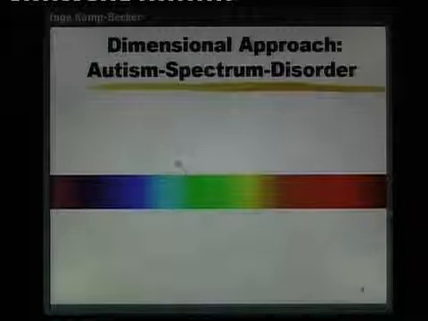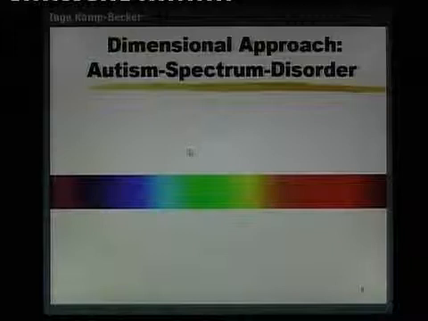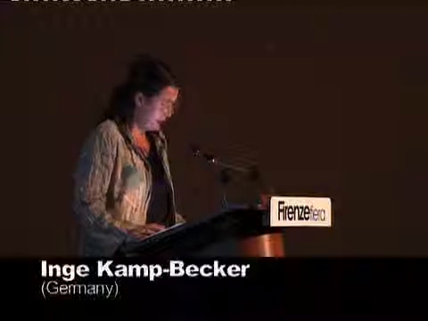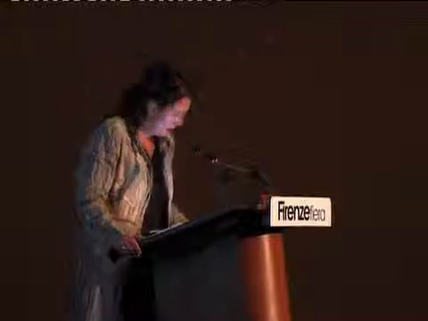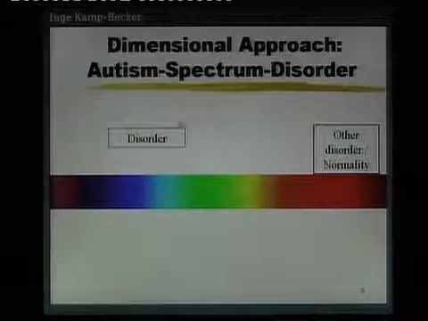In a dimensional approach, we talk about a spectrum of autism. I want to illustrate this by the spectrum of colors. The dimension varies here from a bit autistic up to extremely autistic. The evident problem of the dimensional approach is the differentiation between normality and disorder or other disorders. The dimensional approach means that the dimension varies between what we call a disorder and what we call normality.